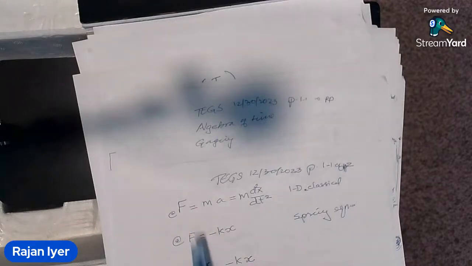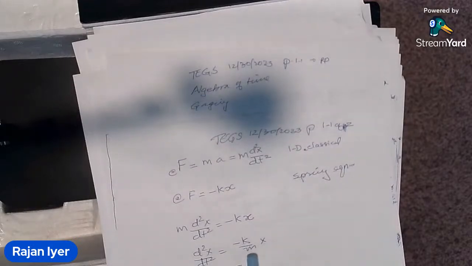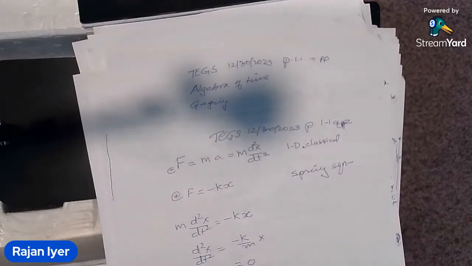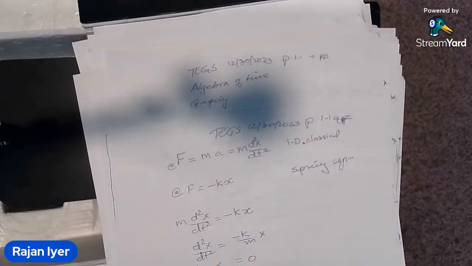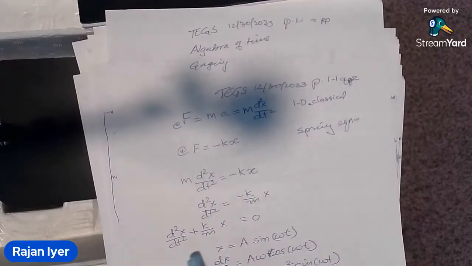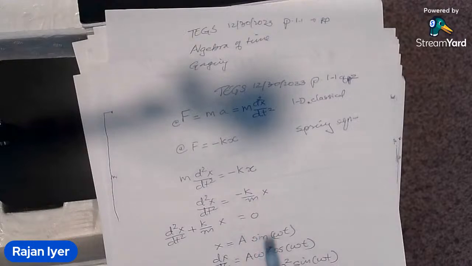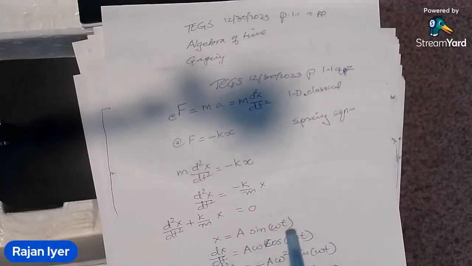So when we equate the two together, we get m d square x over dt square equal to minus kx. And then I can write it as d square x over dt square equal to minus k over m x. That's the simplification. And then I transfer it to this side. So I get this differential equation, d square x over dt square plus k over m times x equals 0. When I solve for that, one of the solutions is x equal to a sine omega t.